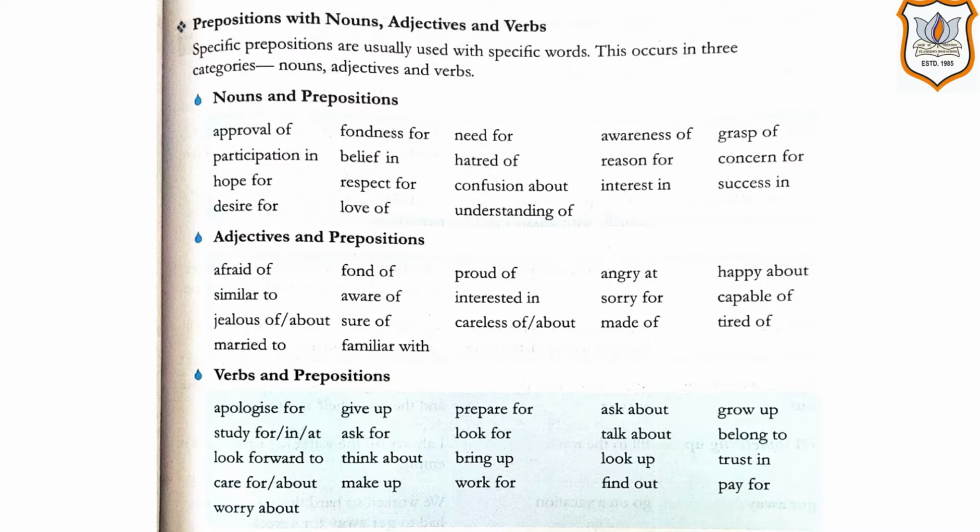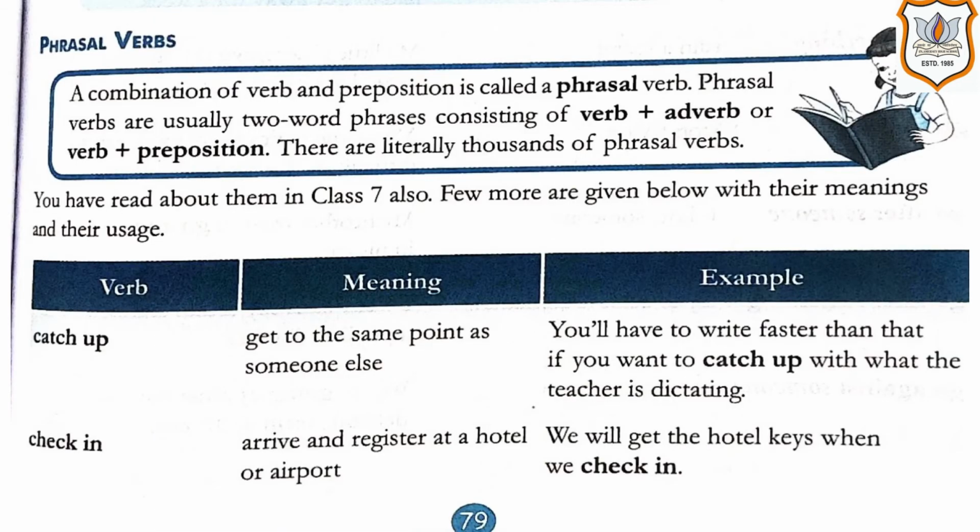So, nouns and prepositions. Whenever you use nouns and prepositions, you use these words. Next we have adjectives and prepositions, and then we have verbs and prepositions. Now, whenever you want to use nouns and prepositions, how will you use them? Approval of, participation in, hope for, desire for, like this. And for adjectives and prepositions, it would be afraid of, similar to, jealous of, married to, like that. And when you use verbs and prepositions, you use apologize for, study for, look forward to, care for or worry about.